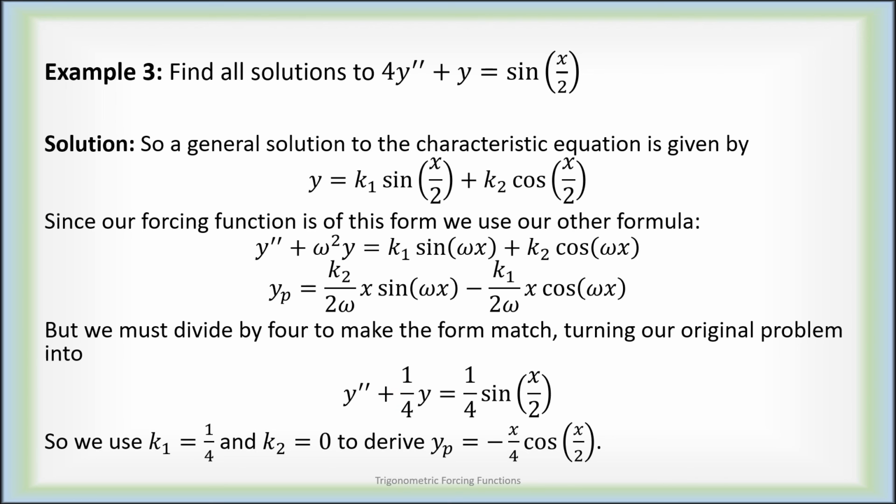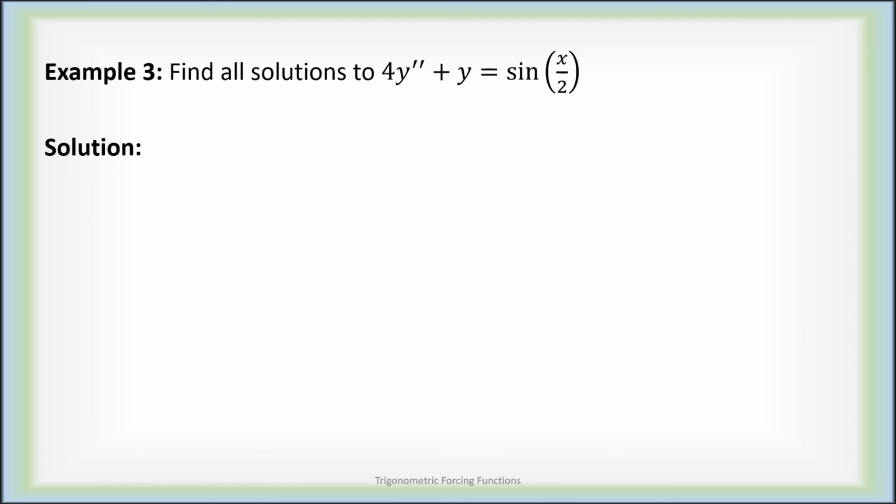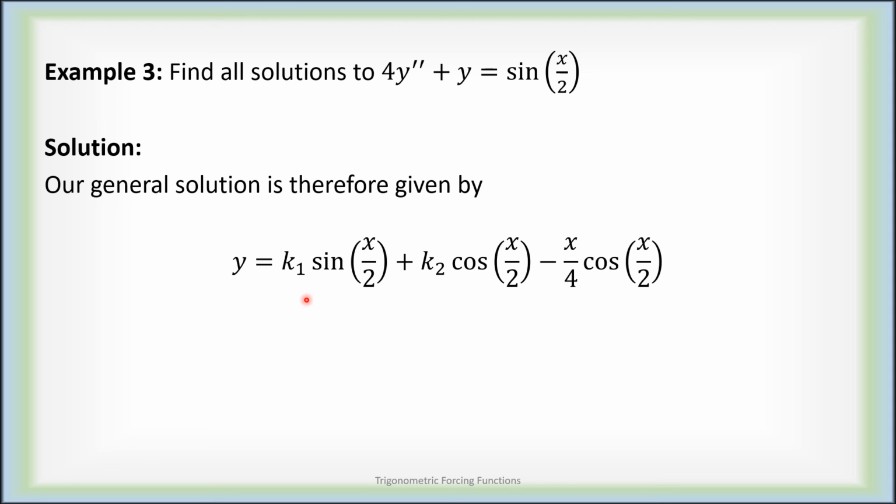So we're going to use k1 to be 1/4, the number in front of the sine function that we want to get for our forcing function. Okay, k2 is 0 because there is no cosine term. And then referring back to this formula right here, since omega is 1/2, we get yp is negative x over 4 times the cosine of x over 2. So what is a general solution to our differential equation? We begin with a linear combination of the two elements of the fundamental set of solutions to the complementary equation, and then the single particular solution to generate the forcing function that we wanted.